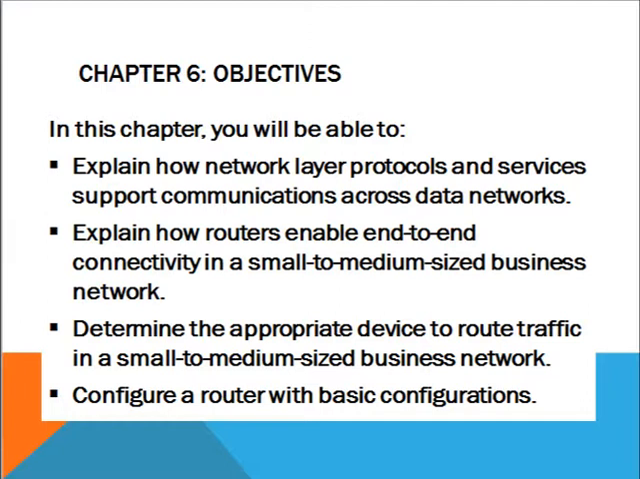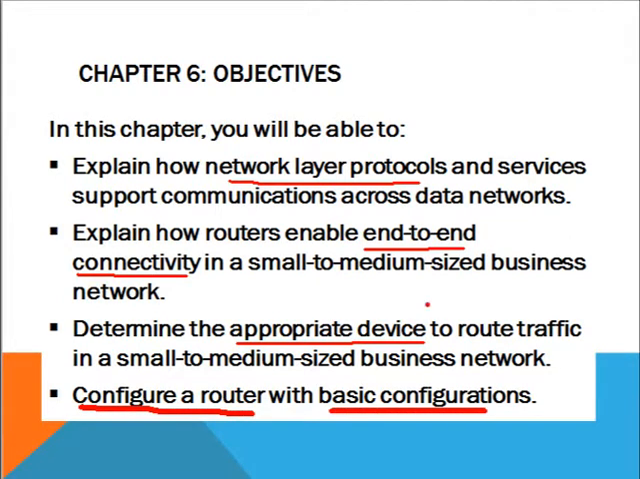For the objectives of this chapter, you're going to cover the following, namely to explain how the network layer protocols and services support the communication across the data networks, how the routers enable what we call the end-to-end connectivity between the business network, and to select the appropriate device to route the traffic in the business network. And finally, and most importantly, to know how to configure a router with the basic configurations.